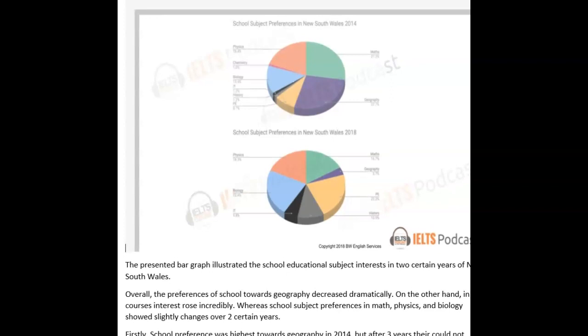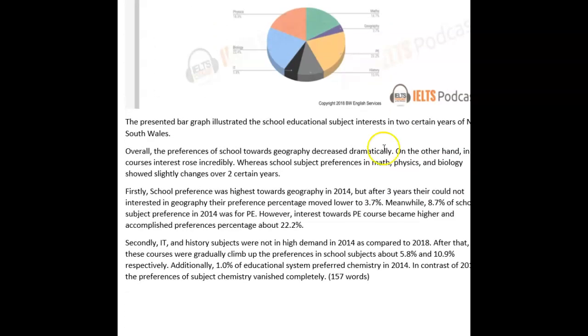27.7 from the looks of it. Okay. So, let's try that. So firstly, preference was highest towards geography in 2014 at 27.7%, but after 3 years, this dropped considerably to 3.7%.